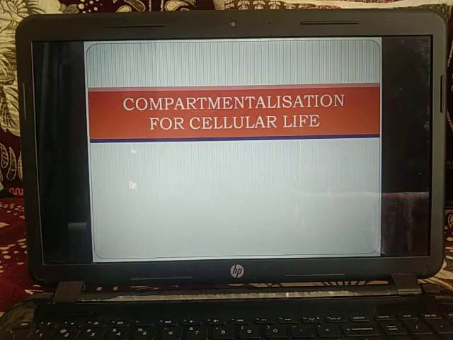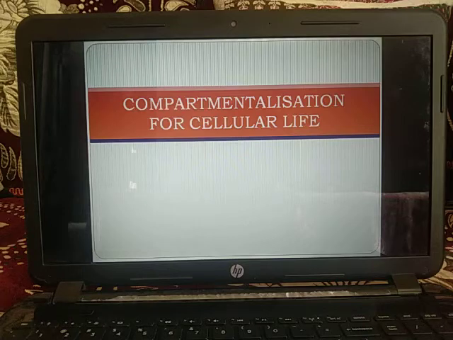Next we have communication and exchange. The different cells of an organism communicate as well as exchange material with one another. Next we have intracellular compartmentalization. Membrane-lined cell organelles act as intracellular compartments. They allow the cell to separate diverse types of chemical reactions. So many reactions go on inside the cell and they need to be separated.